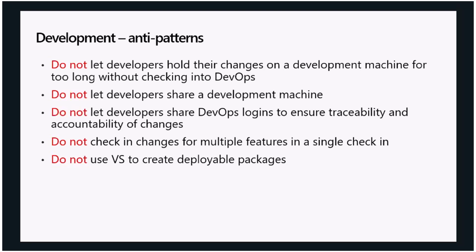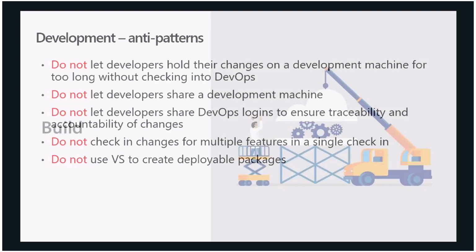The main reason is because whatever is sitting on that development machine, whether it's a half-done feature or a class that the developer wrote to test something or whatever it is, would get included in the deployable package, and that may not be what was intended.